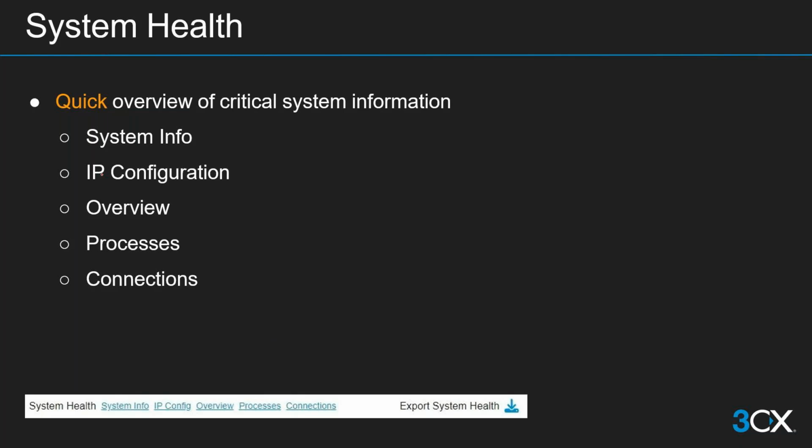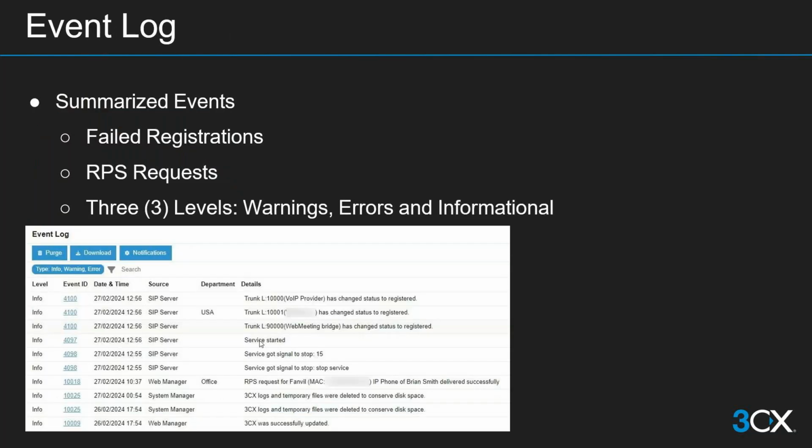System health gives us an overview of critical system information, system info, IP configuration, overview, processes, connections. We can look into that then further on the live system. Again, that live system is not really in use at the moment, and it anyway will be cancelled after that training because it's just a trial. Then in the event log, we have summarized events on failed registrations, RPS requests. Then we have 3 levels of events. We have warnings, errors, and informational.